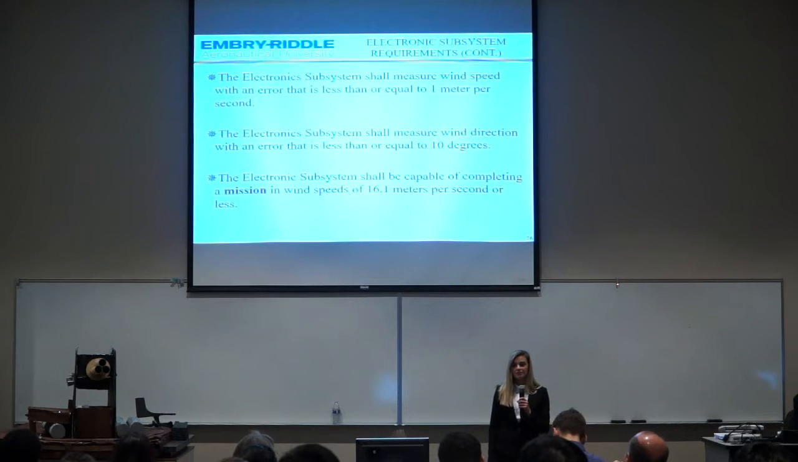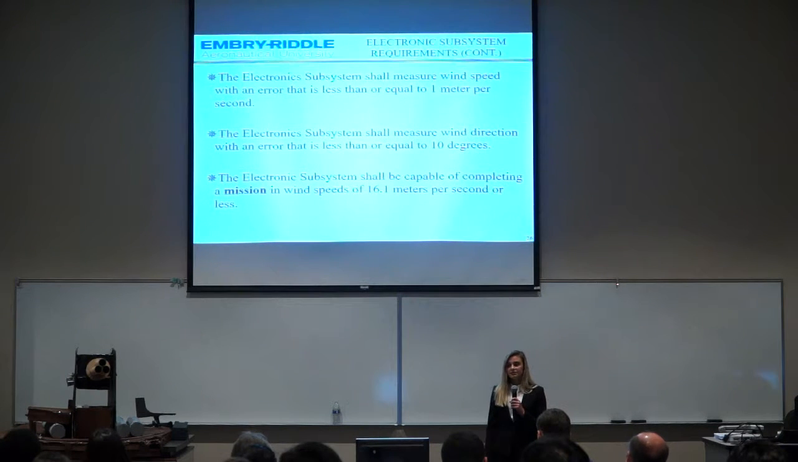The electronic subsystem shall be capable of measuring wind speed with an error that is 1 meter per second or less, and shall be capable of measuring wind direction with an error that is 10 degrees or less. These values stem from simulation where we compounded our error expected from all of our measurements that still enabled us to meet our system level tertiary objective, which is that all projectiles will land within 1 meter of their respective target.